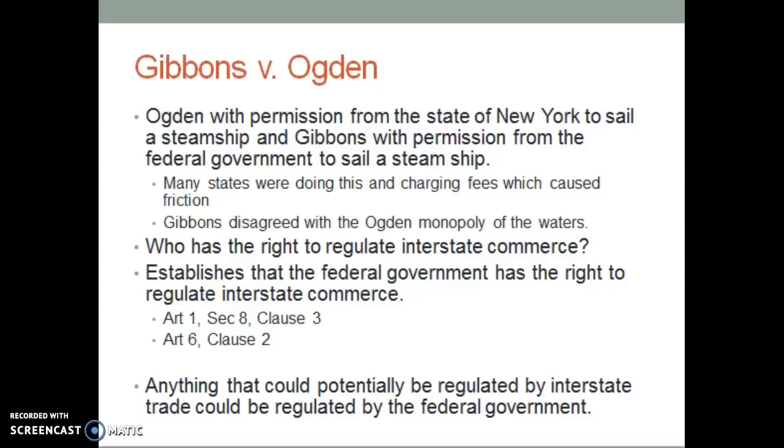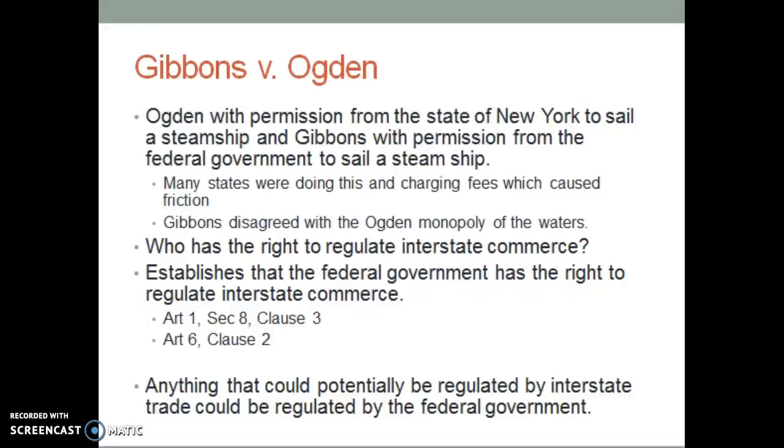And the controversy is basically who is allowed to sail their steamship. They're kind of competing for business. I think it's between New York and New Jersey, but you may want to look that up. They're competing for business, and Ogden is saying that Gibbons can't do it. So Gibbons, you notice his name comes first, he's the plaintiff, is suing Ogden, saying that his permit is valid.